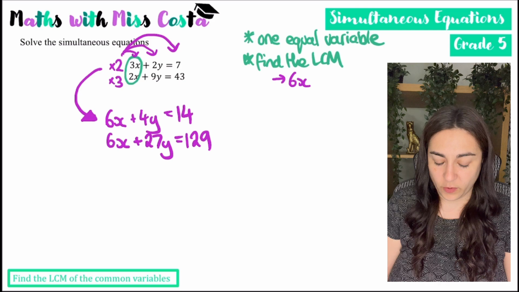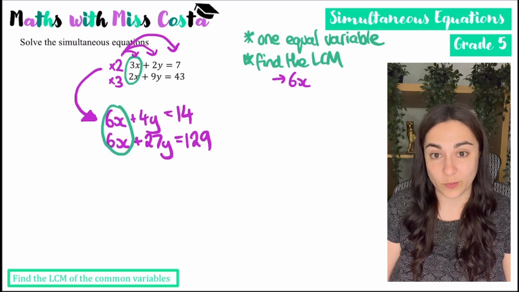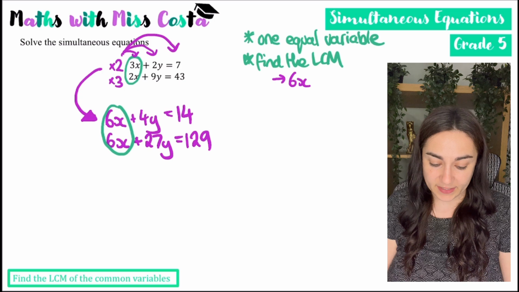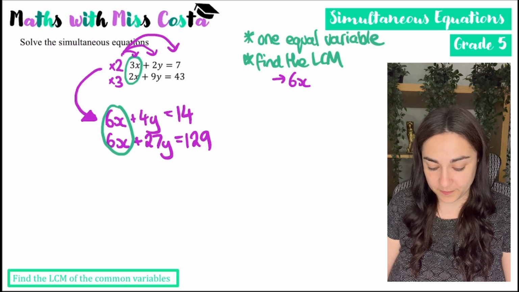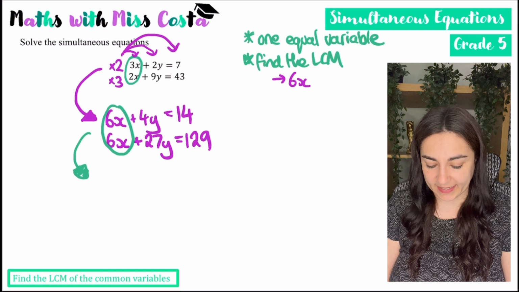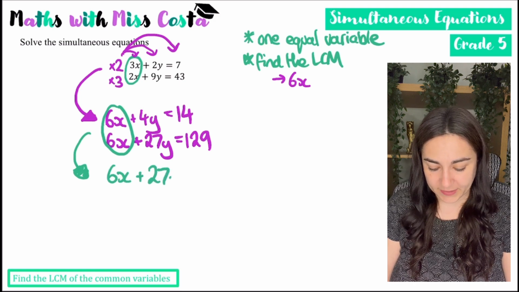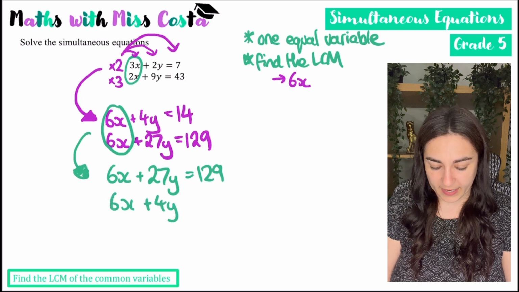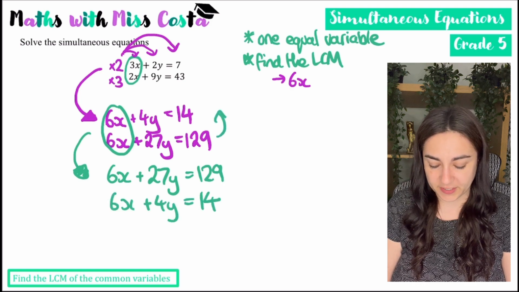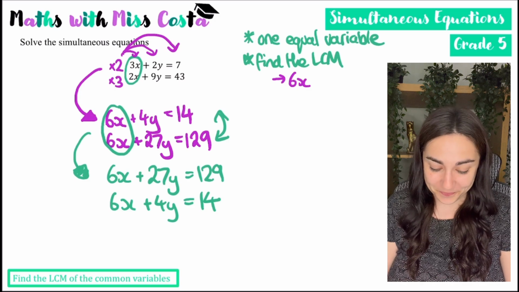So now I've got simultaneous equations where I have one equal variable. And again, I have to decide whether I'm going to add or subtract them. Now I'm just going to change their position because this is a larger number. So I'm just going to write them as 6x plus 27y equals 129 and 6x plus 4y equals 14. I've just switched their position. You're allowed to do that. A lot of people think you're not, but you are.